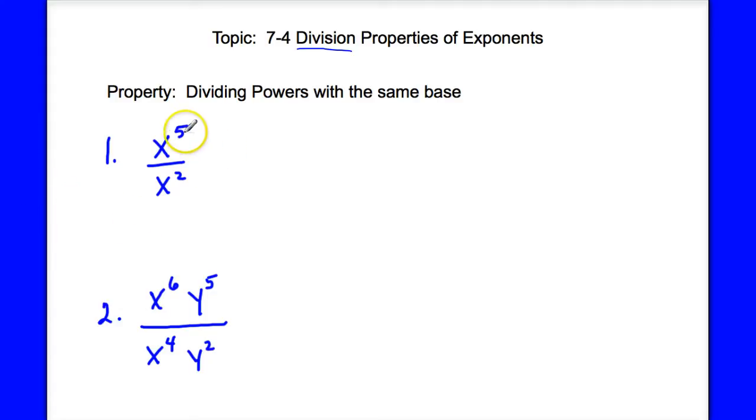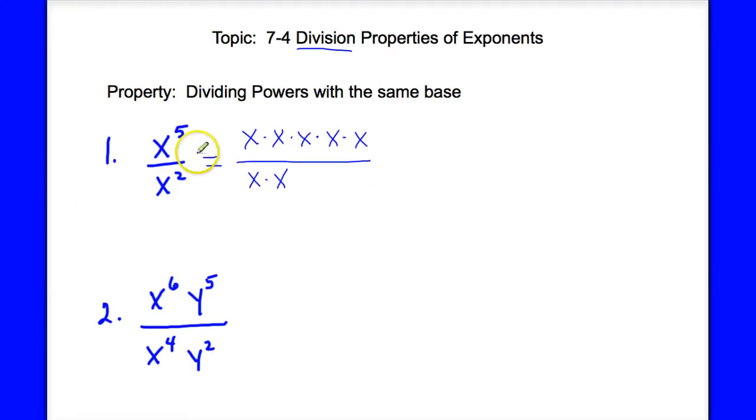The first example is x to the fifth divided by x squared. Well, as we look at division, let's begin by expanding it so we can understand the rule, because that's really the trick to making math easier, is understanding why these things happen, and then you don't have to memorize as much. What we have in the numerator here is x to the fifth, which means x multiplied 5 times by itself, and x squared means x multiplied twice.